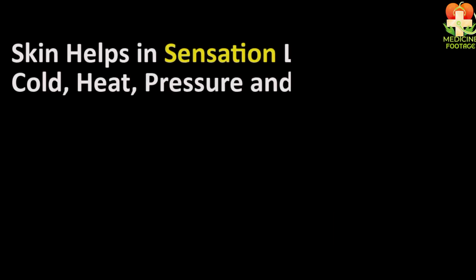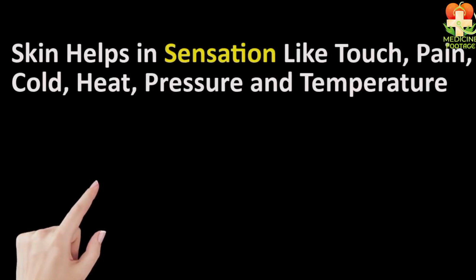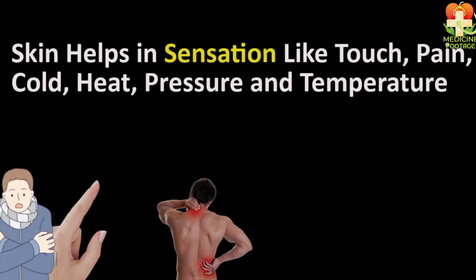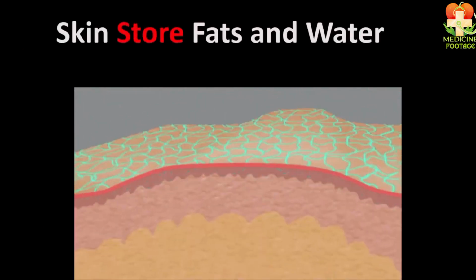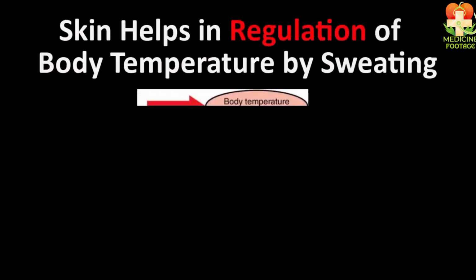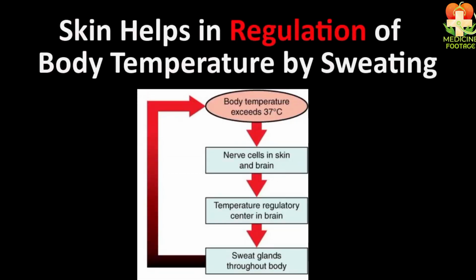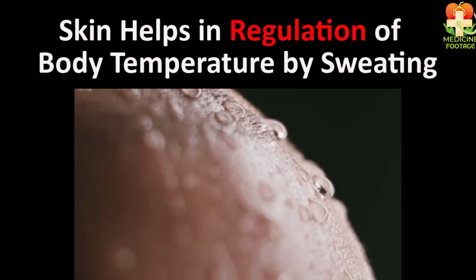Number 2, sensation. The skin allows us to feel various sensations, such as pain, cold, heat, pressure, and temperature. These sensations are all perceived through the skin. Number 3, storage. The skin stores fats and water. Number 4, temperature regulation. The skin regulates body temperature by producing sweat. By releasing sweat, the skin helps maintain our body temperature.